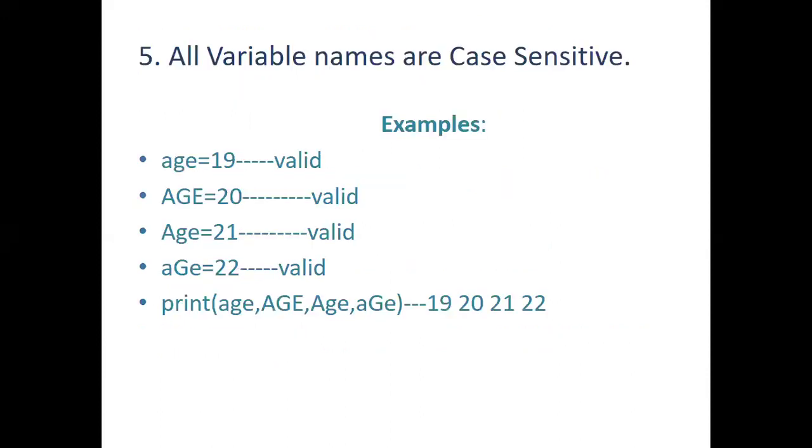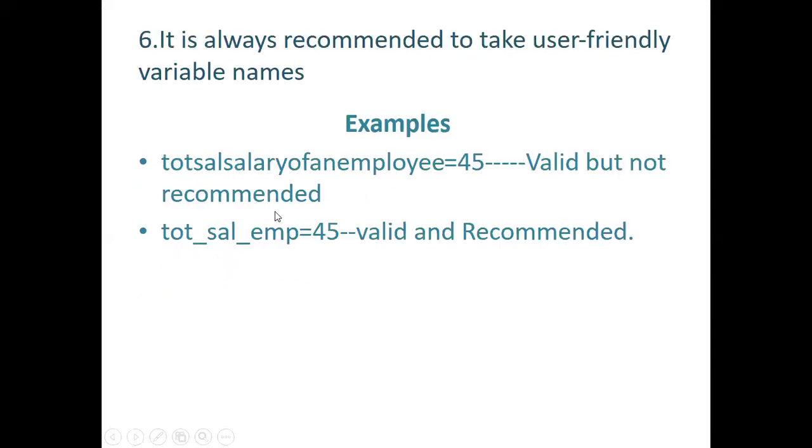All variable names are case sensitive, so we can write in any case, and that is valid. See, as I've shown you, total salary of an employee is 45. Total number of students is equal to 500. It is valid, but not recommended. What we recommend is to write total underscore sal underscore employee is equal to 45, because that is valid and recommended also. Is this clear to you, everyone?